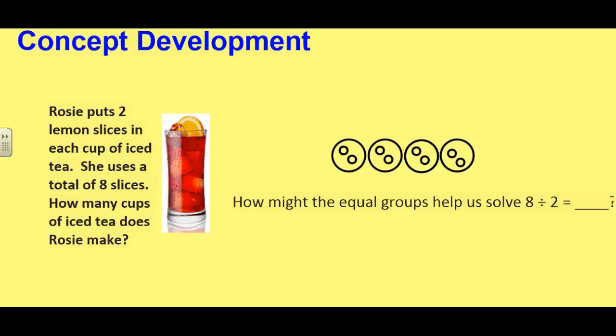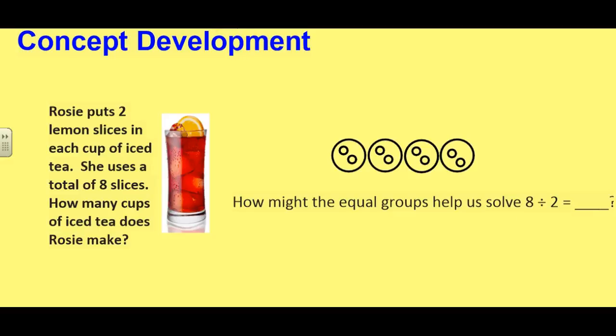Because when you take a look at the word problem, we knew that she had a total of 8 slices, and whenever we're starting with the total, or whenever we know the total, then you automatically need to be thinking of division, because the division is always going to give us the total, and then we're going to have to divide that by how many are in each group, or how many groups we have. So when we look at the problem, it says that she put 2 lemon slices in each cup, and so it was asking how many cups of iced tea did she make.